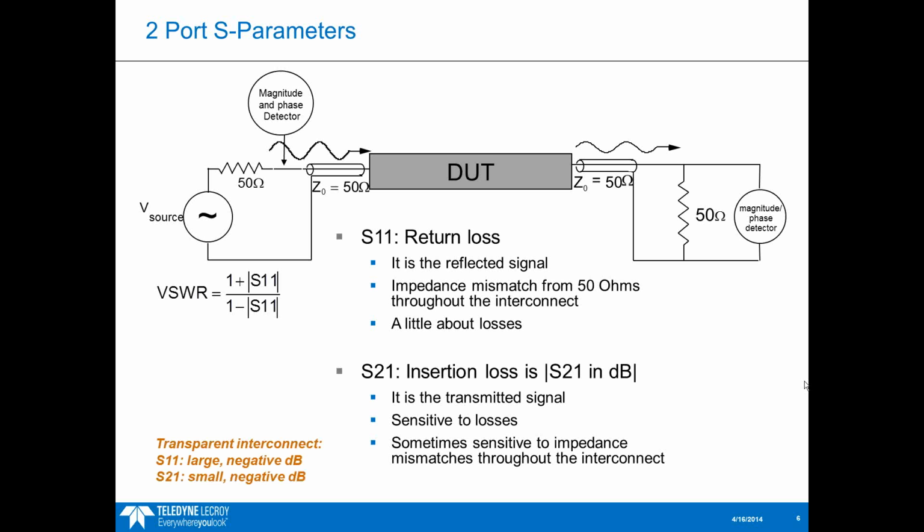And this is always a good sanity check to do whenever you look at S parameters. For a transparent interconnect, S11 should be a very large negative value, so we shouldn't see much energy reflected back. And S21 should be basically 0. So if you have a network analyzer and you connect 2 of the ports together, you should essentially see a transparent interconnect, and you should look to see these 2 things here.